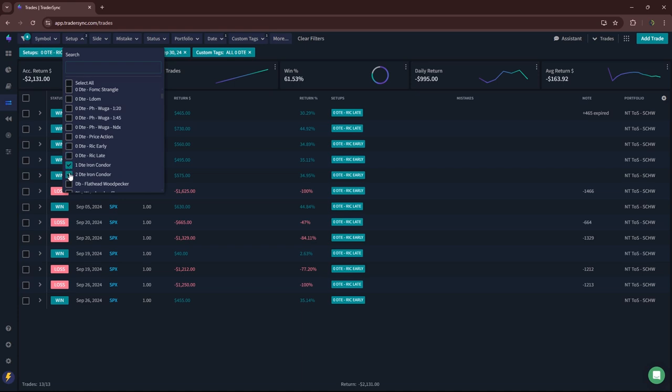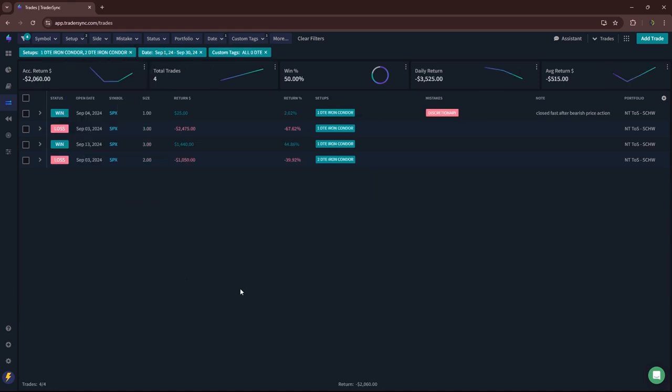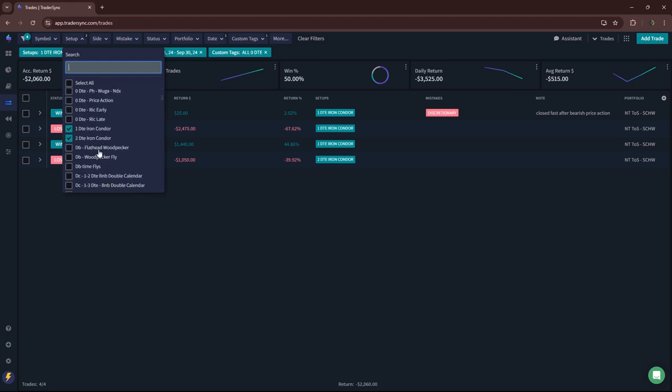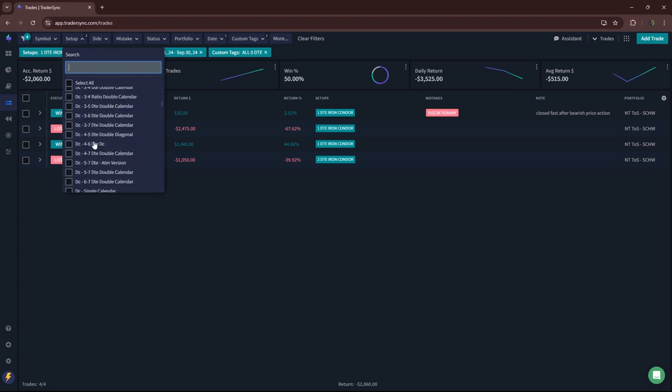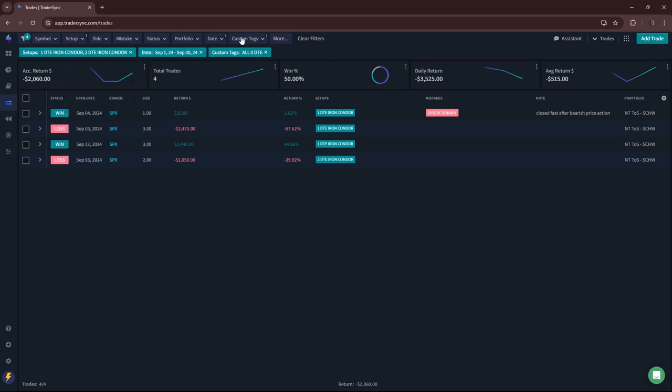And then 1 and 2 DTE Iron Condors. Most of these I've been transforming, so the winners will be reflected when I get to transformers, but minus 2K on these ones that I just closed. So that is it for zero DTE. No dynamic butterflies. I already went over calendars. Day trading. Let's go to day trading.